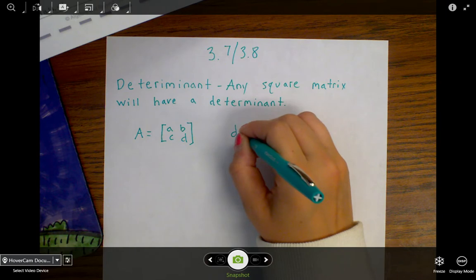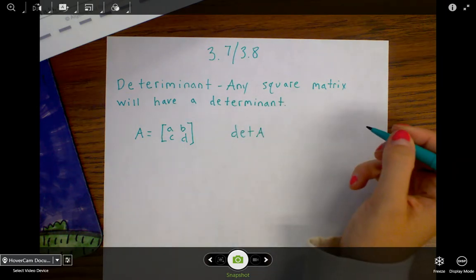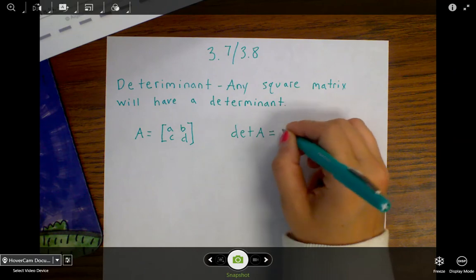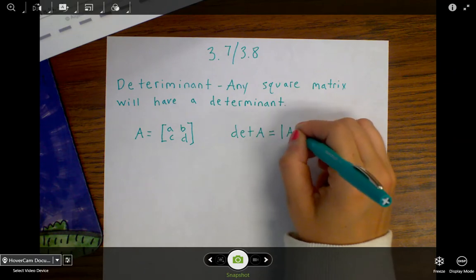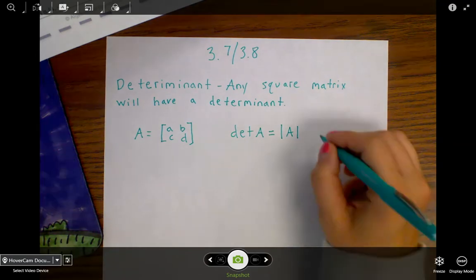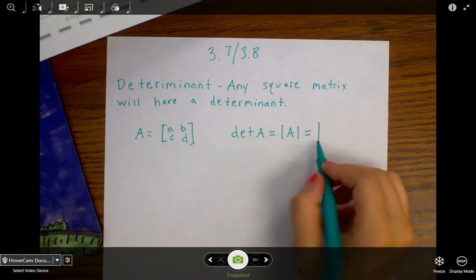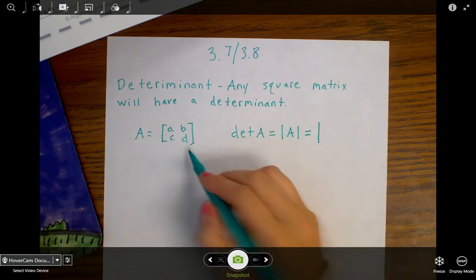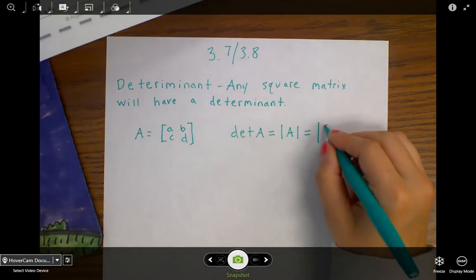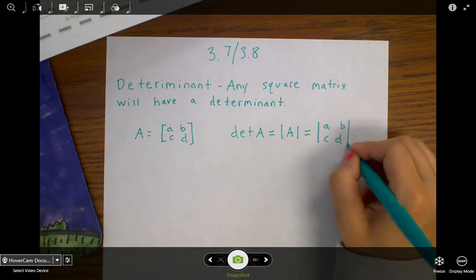So the notation that we use is either going to be the DET, which stands for determinant of A. Or the other way that we can see that is it's going to kind of look like absolute value bars around our matrix. So again, using those same absolute value bars now instead of our like grouping symbols, I have matrix A, B, C, D.